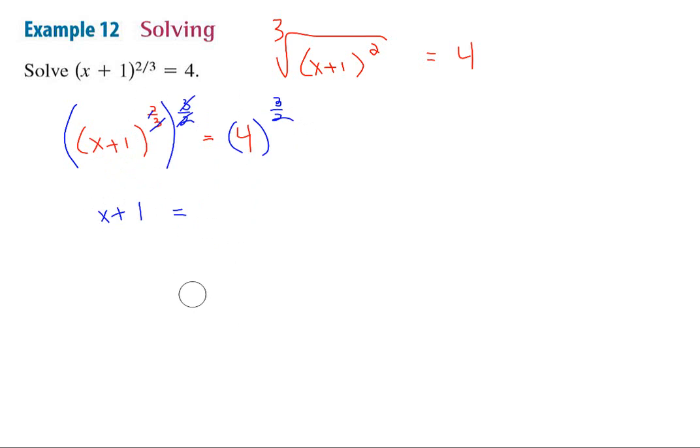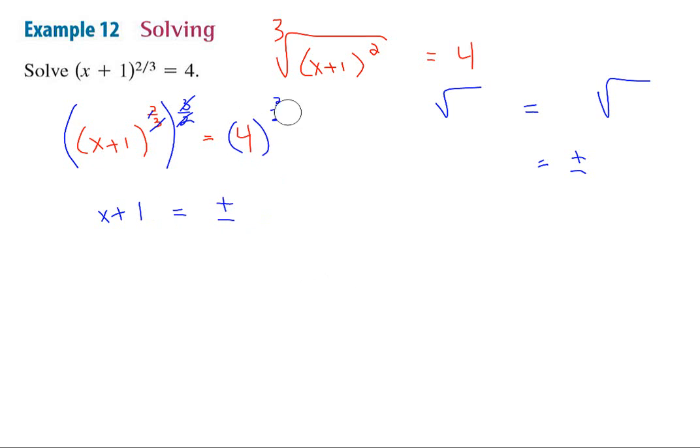Now here's the thing you have to remember. When you raise both sides to a power, if the denominator is any even value, 2, 4, 6, 8, and so on, you need to have a plus minus. Because remember when you had an equation and you square root both sides, you would need the plus minus. Technically you're doing the same thing here, because 3/2 means that you're square rooting this.